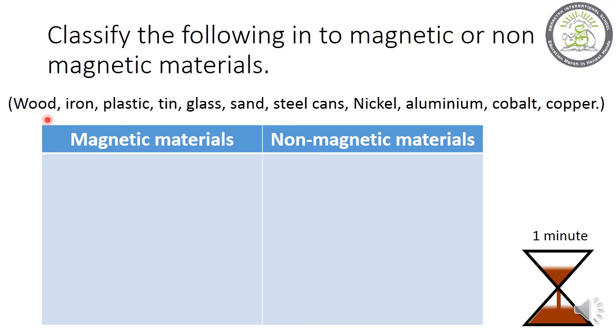Is wood a magnetic material or non-magnetic? Of course it's non-magnetic. What about iron? Iron is magnetic material, so complete the rest. And hurry up please, time is running.